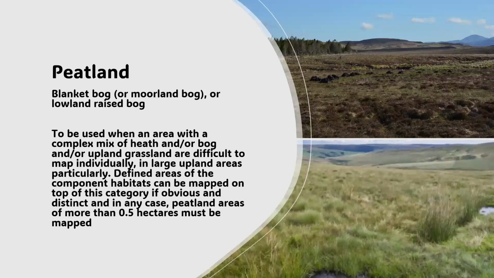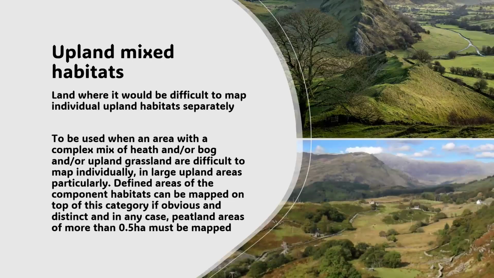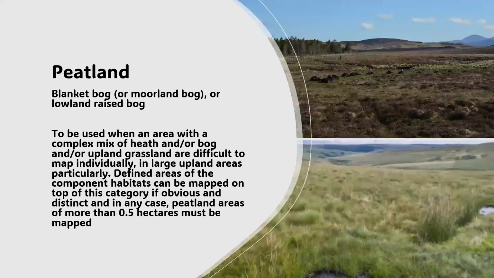And then peatlands. These are areas that are quite easily defined and identified. So blanket bog, moorland bog habitats, and lowland raised bog is what we're looking to capture here, separate from the upland mixed habitat, where there's maybe a little bit more habitat diversity going on across the landscape.